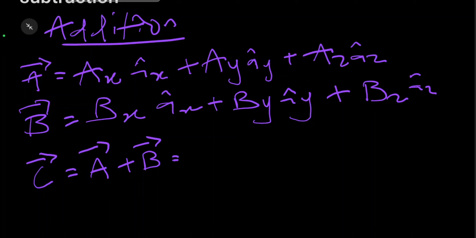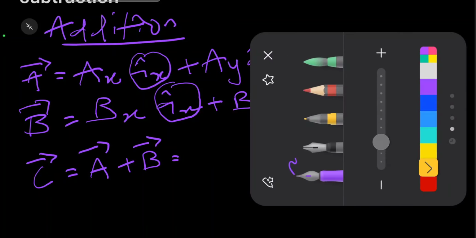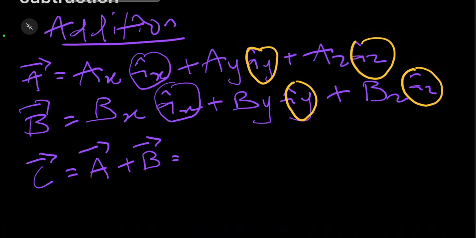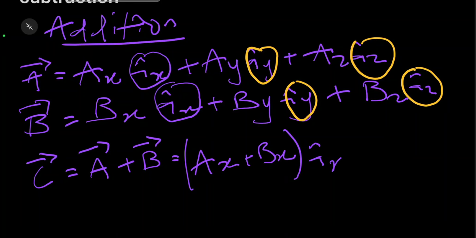So what we're supposed to do here is perform the operation component by component. What I mean by component by component is that these two are the same component, these are the same components, these are the same components. So sum them up component by component. For our first component here, we have ax plus bx. Let's factor out our unit vector outside. This is called the unit vector.